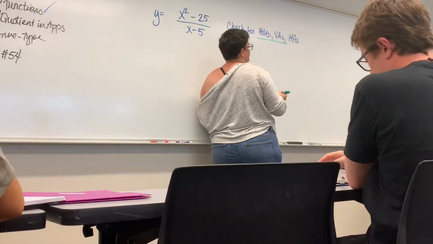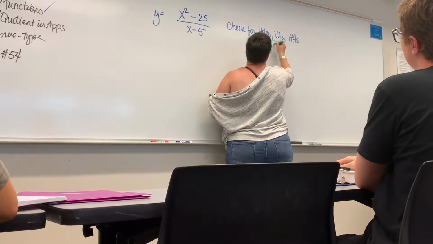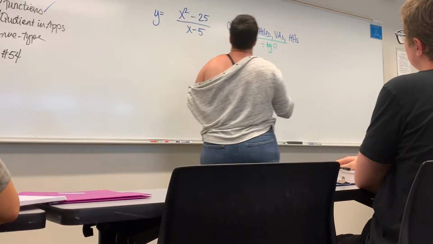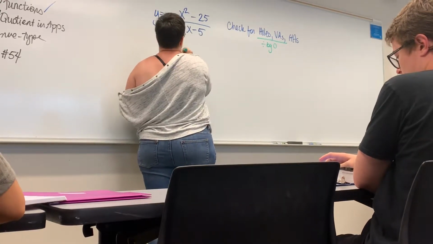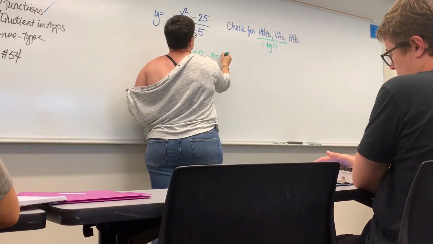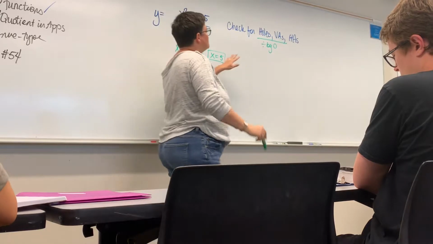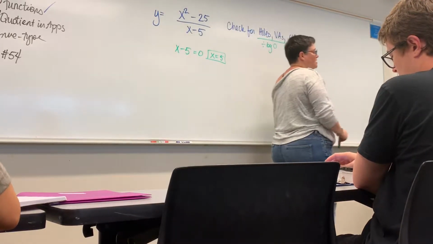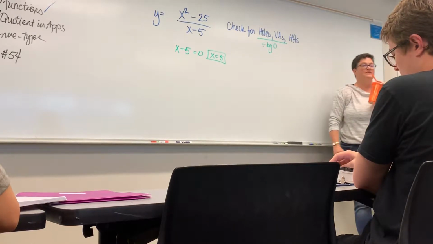We already talked about this. What do they have in common? Zero. Divide by zero. So I'm going to check the denominator for possible zeros. x minus 5 equals 0, so x is going to equal 5. That's what holes and vertical asymptotes have in common. So now we know we either have a hole or a vertical asymptote at x equals 5. Now we have to figure out which one.